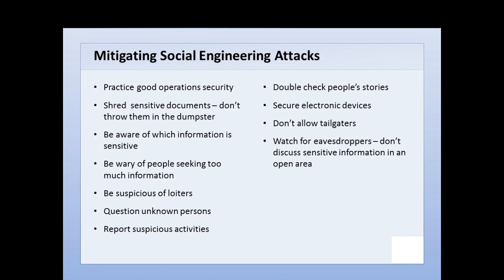If someone comes in and says they have a delivery, or if someone comes in and says they're authorized to perform maintenance, double check it. Obviously, secure electronic devices, because if there are unescorted people in the building or area, those devices could be stolen or accessed. Obviously, you wouldn't allow tailgaters. Brief your employees to make sure that everyone badges in and that everyone belongs inside the facility. And one more thing, watch for eavesdroppers. Don't discuss sensitive information in an open area like a break room or a bar, for example. Sensitive information should be only discussed in those areas designated for such.